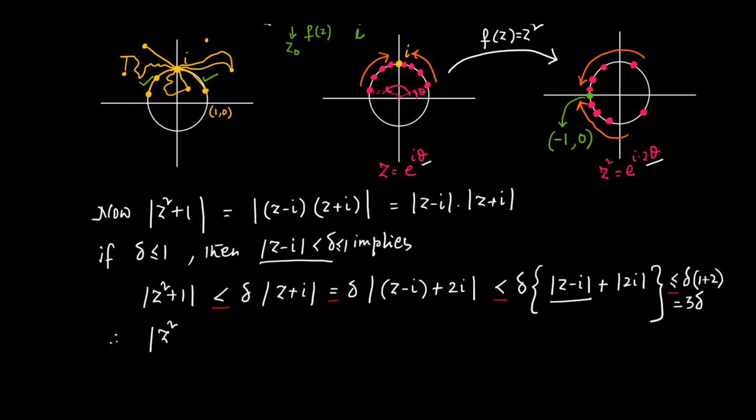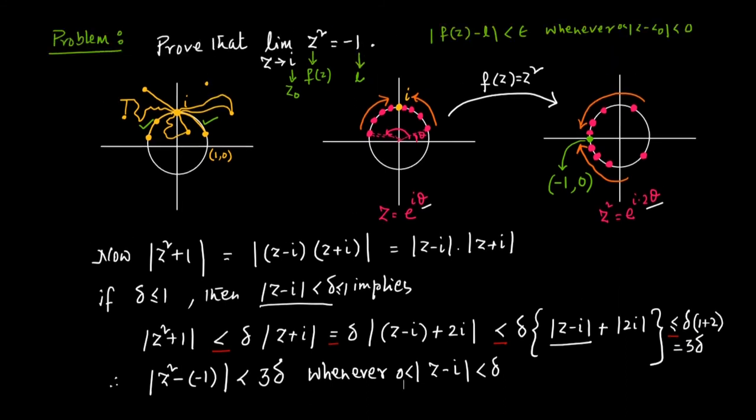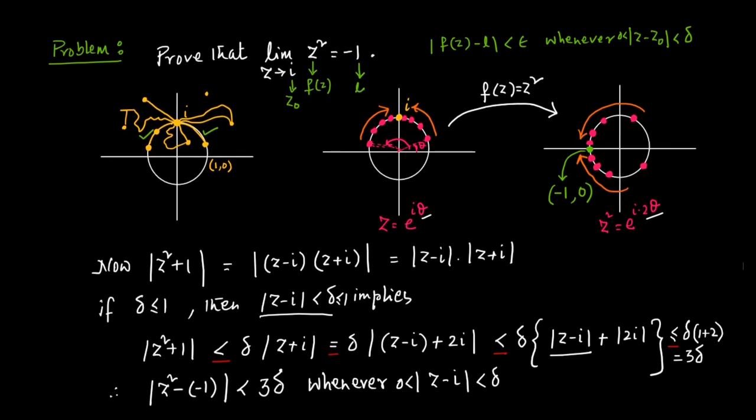Therefore we have got that mod of z square plus 1, this can be written again as z square minus of minus 1, is less than 3 delta whenever mod of z minus i is less than delta. Or I can say 0 less than mod of z minus i less than delta. Now we have got somewhat what we were seeking.